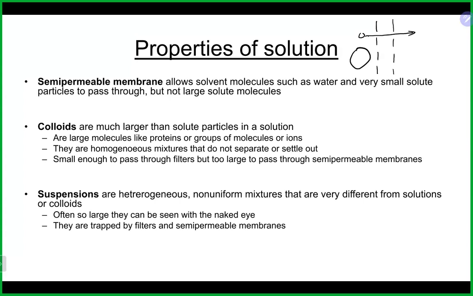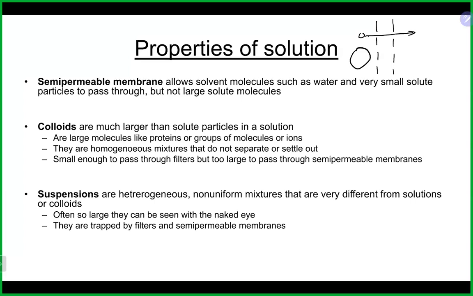Now, suspensions, on the other hand, are heterogeneous mixtures. When you look at them, they do not look the same throughout. They are very different from solutions and colloids. They're also usually so large that you can see them with your naked eye. Hypothetically speaking, if you took some sand and water, sand would be a suspension. You can see the sand in the water. And they are too large to be filtered out. If you try to filter out sand, it's going to get stuck on the filter paper, so it won't go through. And obviously, they would also be too large to go through membranes.